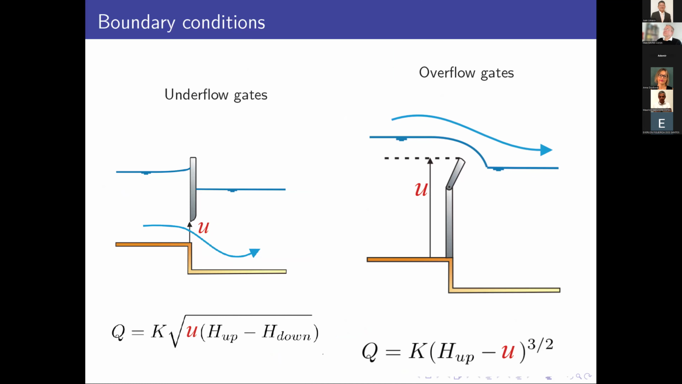So this is what is called overflow gates. The control U is the motion of the top of the gates. But you can also have this picture on the left, where now the flow is going below the gates. But again, U is the control. So in some sense, you can consider that what is the control is the flow rate, Q.